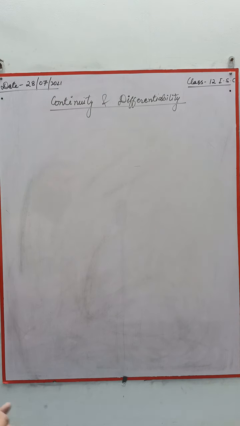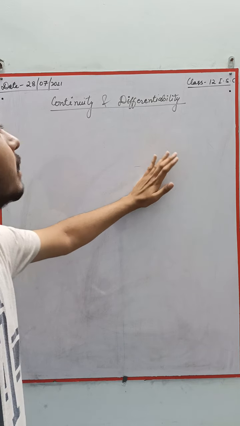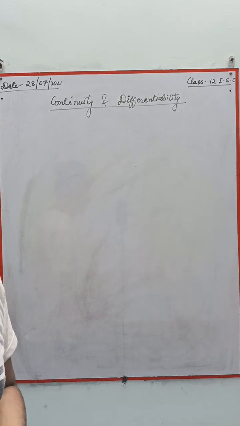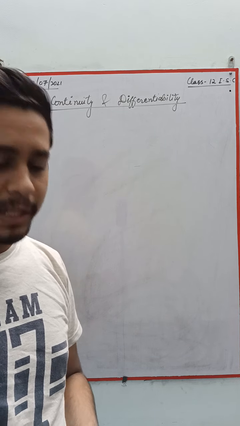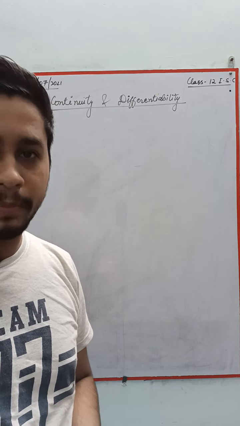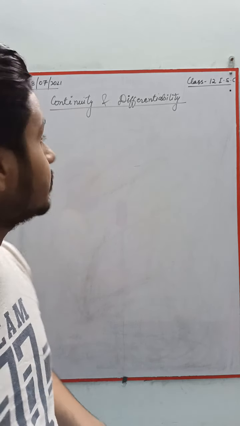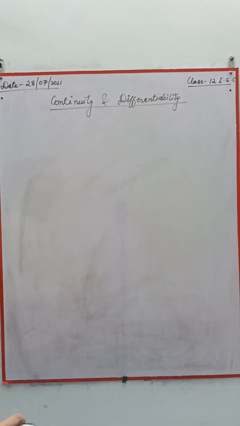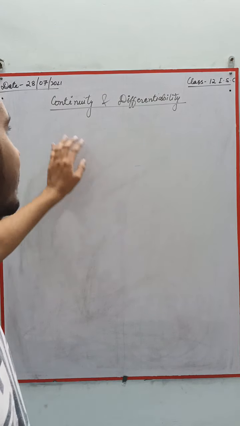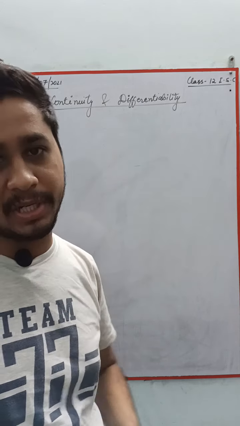Alright, so today's topic of discussion is continuity and differentiability, because we have completed the first four chapters, that is relations and functions, inverse trigonometric functions, matrices and determinants. So this is our fifth chapter. In this chapter we will see what is the meaning of continuity, differentiability and differentiation.